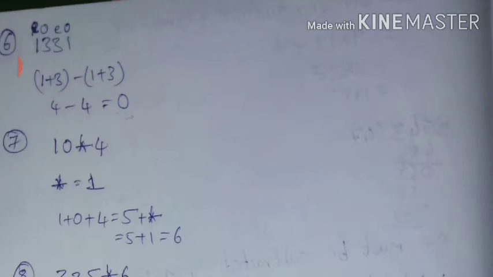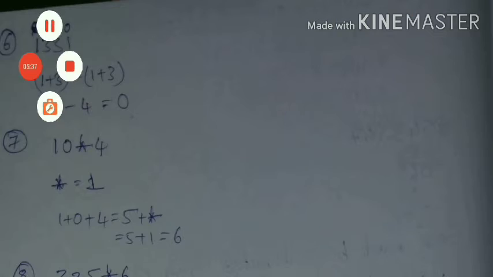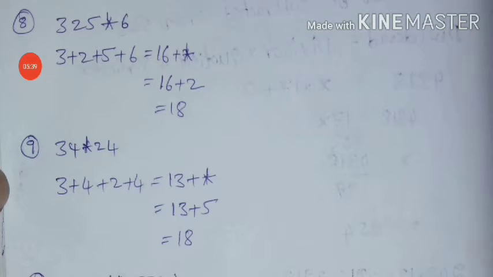Next. If the number 32005 star 6 is exactly divisible by 3, then the number which comes at the place of star. So here also same, sum of the digits of the given number. 3 plus 2 plus 5 plus 6, 16. So star must contain 2 only, then only it will become 18. 18 is divisible by 3, then the number is divisible by 3.